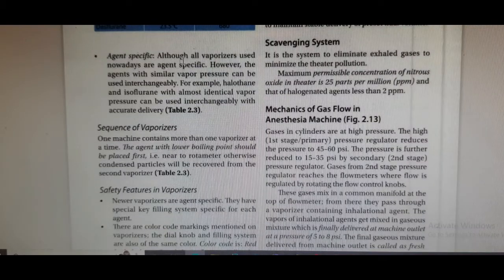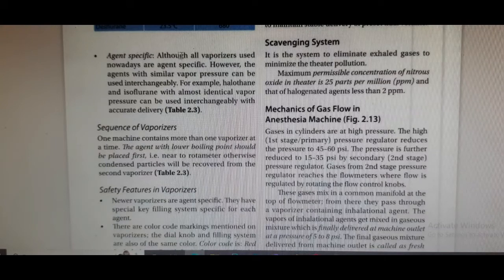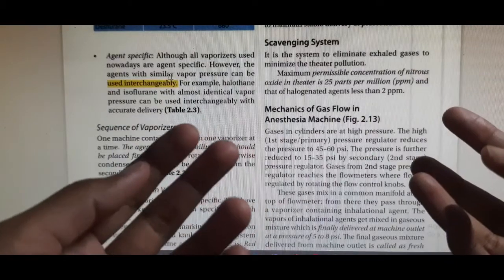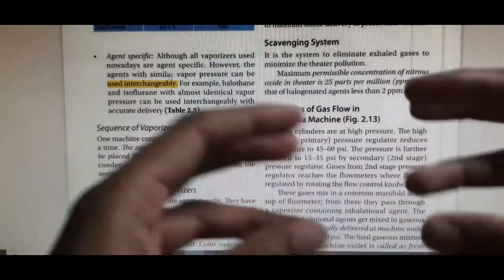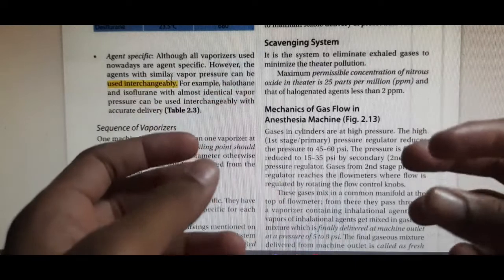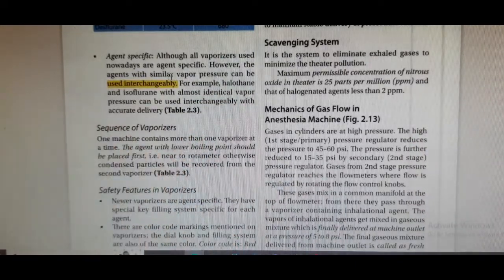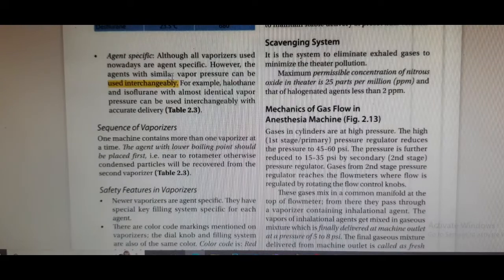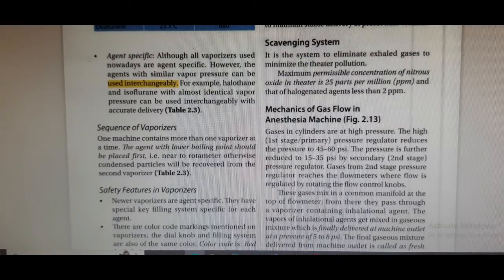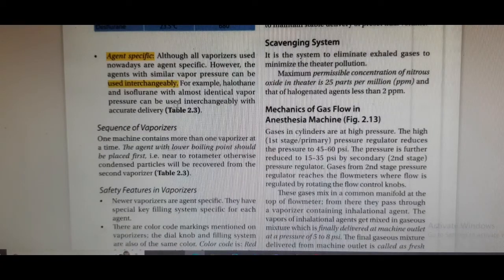Agent specific. These new vaporizers are used in such a way that you can easily remove them. That is, they can be used interchangeably. You can remove one from the machine and put in the other inhalation agent that you need for the time being. So there is no mixing of the anesthetic gases during the exchange of the different inhalation agents. So it is called agent specific. But they have given an example: halothane and isoflurane with almost identical vapor pressure can be used interchangeably with accurate delivery.